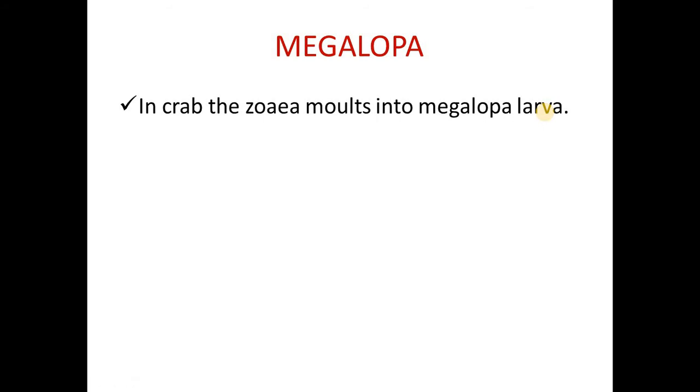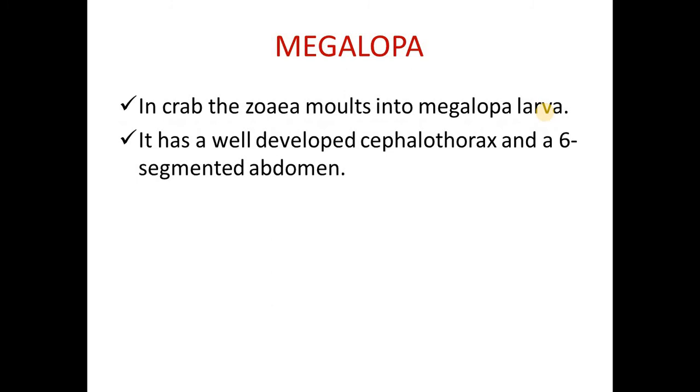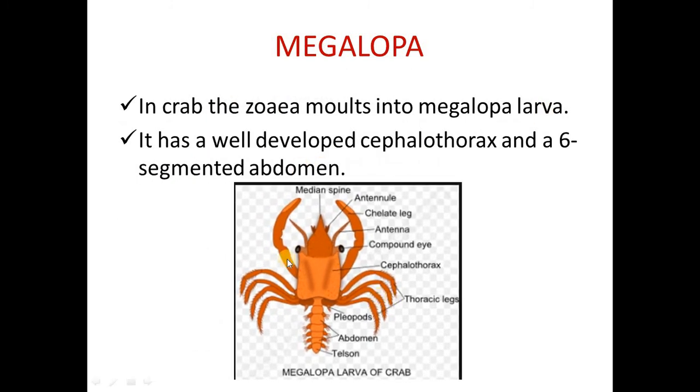It has a well-developed cephalothorax and six-segmented abdomen. As shown in the pictures of megalopa larva, the eyes are large and stalked. The thorax region is divided and has five pairs of walking legs. The abdomen has six pairs of pleopods placed in a straight line. These are the pleopods, which help in swimming. The larva swims on the surface water but later on sinks to the bottom and molts into the adult.